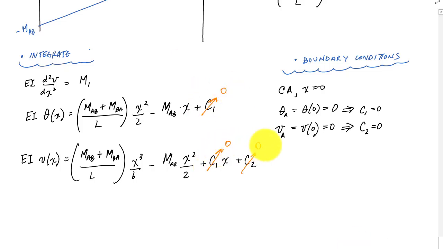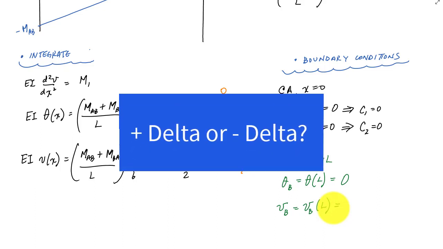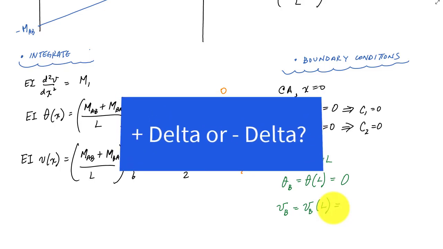All right, so now we've got to relate MAB to delta. Well, the other boundary conditions that are important here are at B, which is when x equals L. First, the slope at B, which is the slope at x equals L, is 0. But the displacement at B, which is the displacement at x equals L, equals, not 0. It is not 0. And the question is, is it positive delta or negative delta?